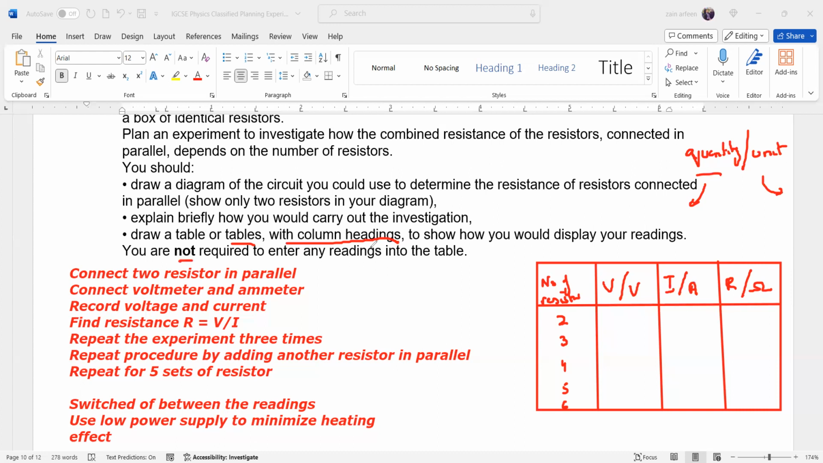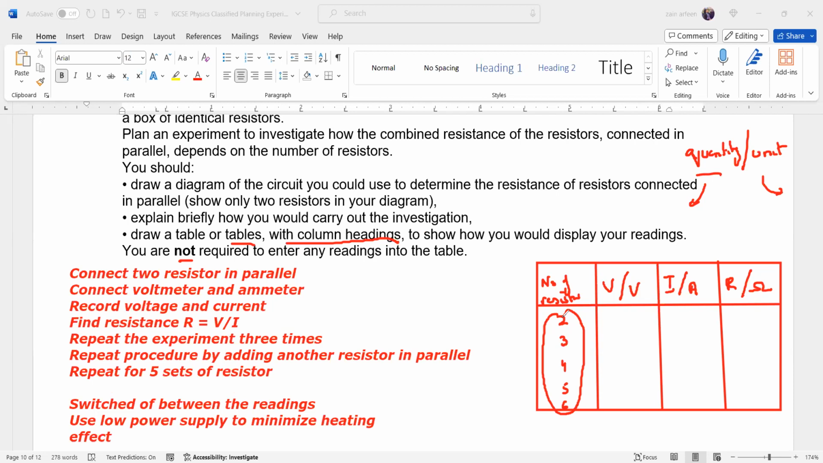You're not required to enter any readings on the table. Even if I write 2, 3, 4 here, because it's common according to the question, it does not score, and if I don't write it, I will not lose any mark. A table column heading means a quantity with its unit. But number of resistors does not have a unit, it's just a number. That's why I did not mention any unit there.